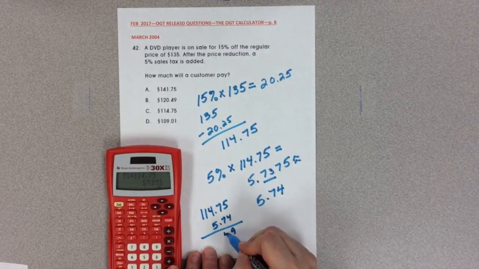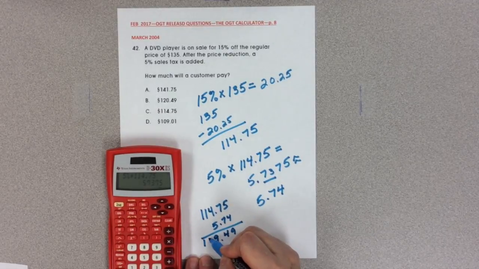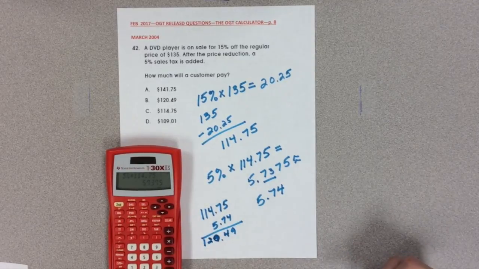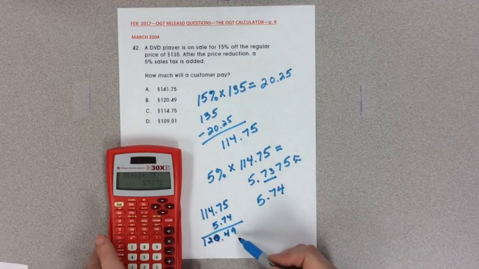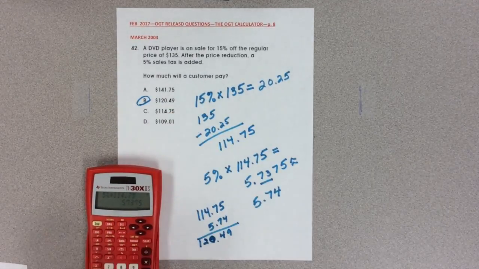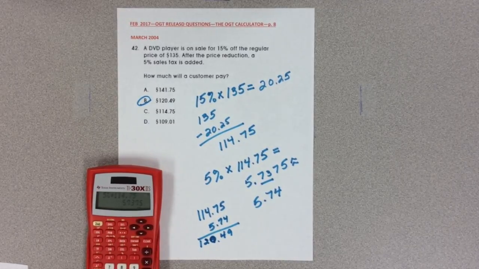But I think we can pretty much tell that our answer is now, oops, I forgot to carry, should have used the calculator. So our answer is $120.49, which is answer B. So there's an example using the calculator with the percent sign.